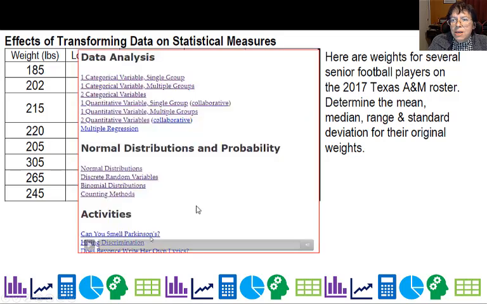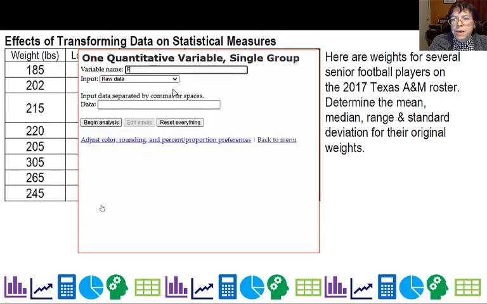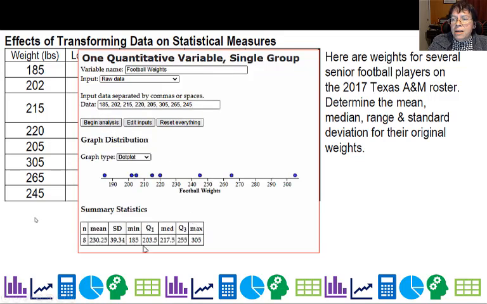So I can go to the applet and enter in quantitative variable, single group. Variable name is football weights. All right. And then I can just put in the data separated by commas. So you have the 185, the 202. When I'm done, I'm going to click on Begin Analysis. And then you can see all of my statistics right there.